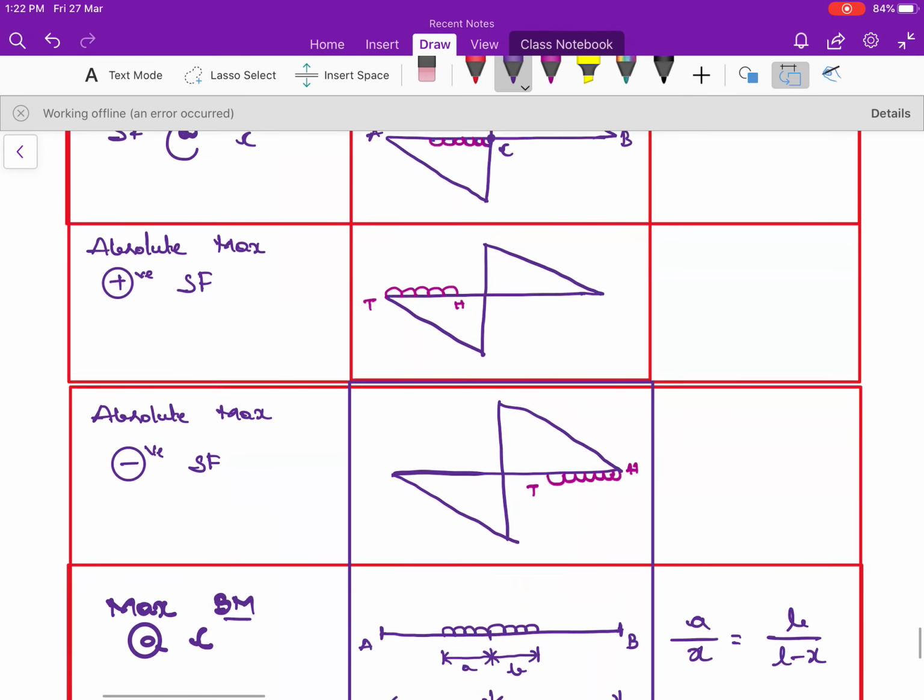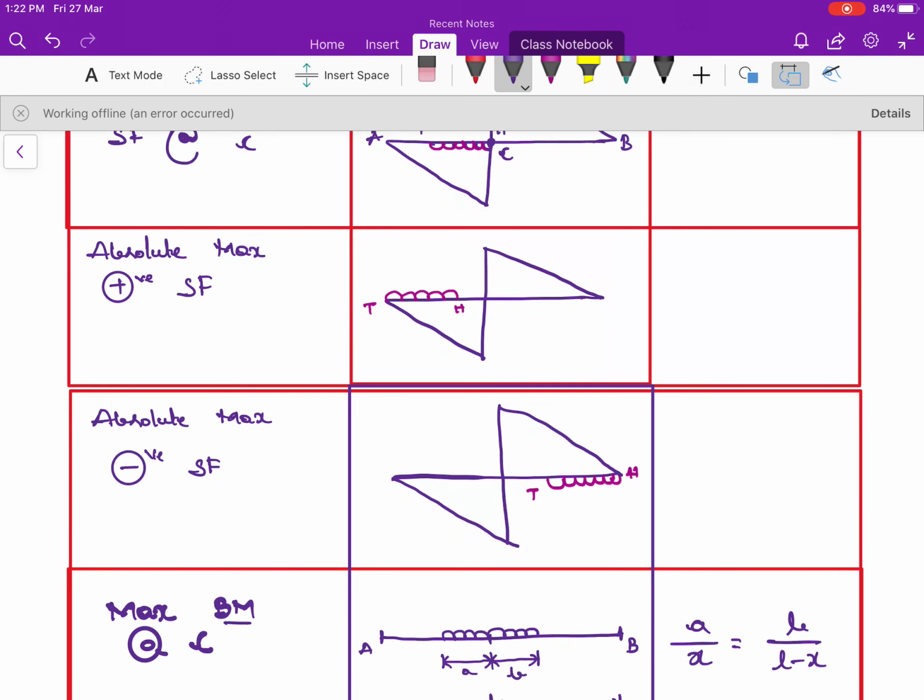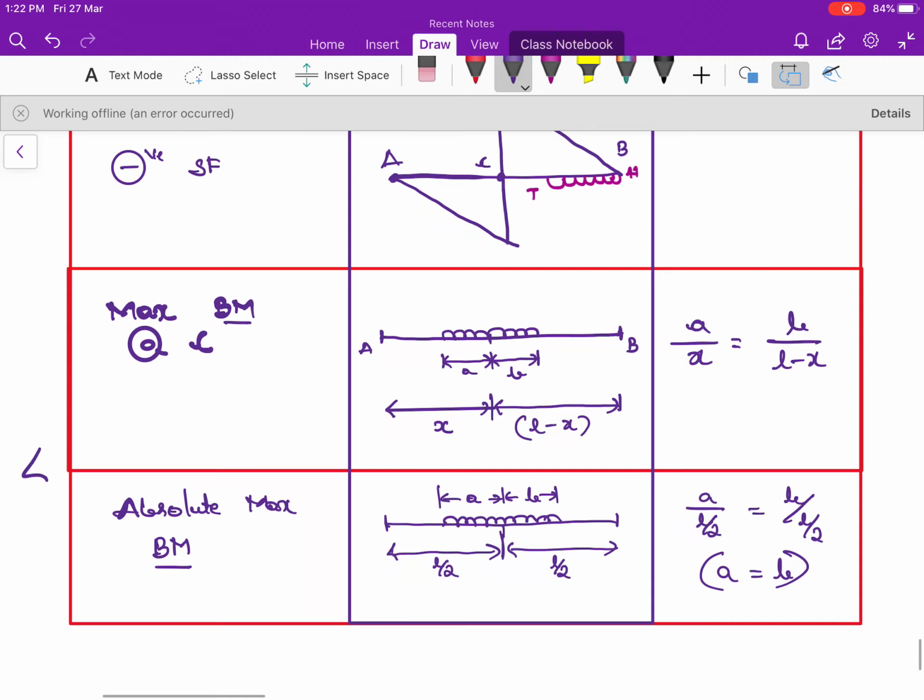Next, absolute maximum positive shear force. If you want to get the absolute maximum positive shear force, let me take this point as A, this point as C, and this point as B. You need to load in such a way that the tail end of the load starts from point A and the head end is going to end up here. In the same way, for absolute maximum negative shear force, you need to load it like this from point B. There is no matter of C here. This is the pattern of loading.